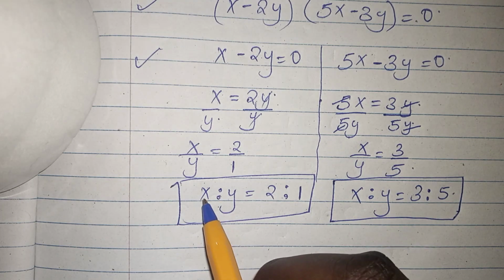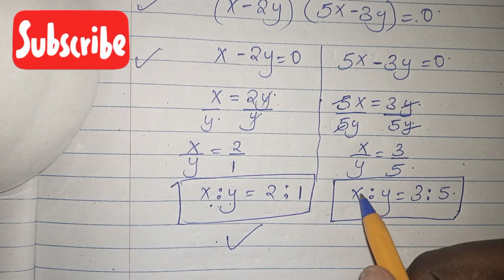So we have this, the ratio of x to y as this, and the ratio of x to y as this.